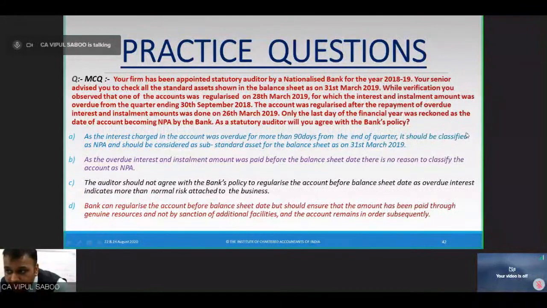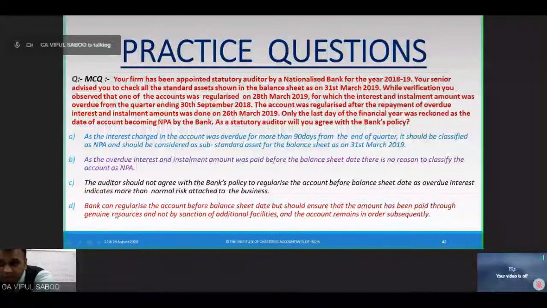And the last option is, bank can regularize the account before balance sheet date but should ensure that the amount has been paid through genuine sources and not by sanction of additional facility, and the account remains in order subsequently. So genuine sources, there is no arrangement, not an additional loan sanctioned to fulfill the first loan liabilities, and the account remains in order subsequently in the coming months as well. So we have to check these three conditions.